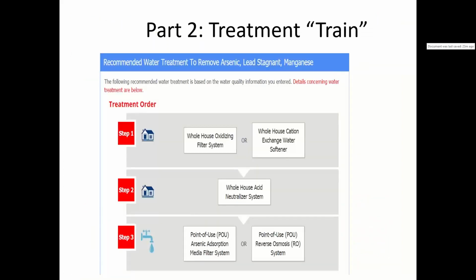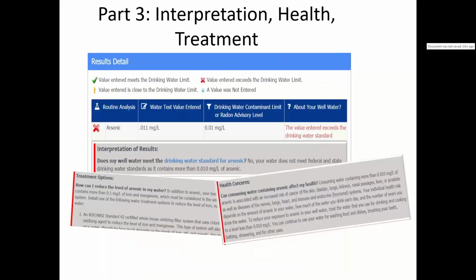Part 2 of the report is referred to as the treatment train. This shows the user 1 or more treatment technologies in proper sequence to address the contaminants of concern based on the lab results of your water sample. Part 3 of the report is the results detail section, and this contains narrative that interprets the water test results, providing an overview of known public health concerns when appropriate, and corrective treatment options. There's also links to other sites for additional information.